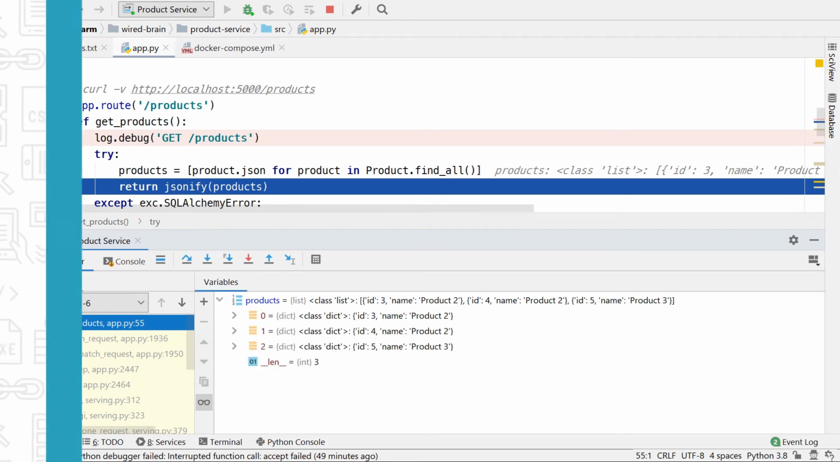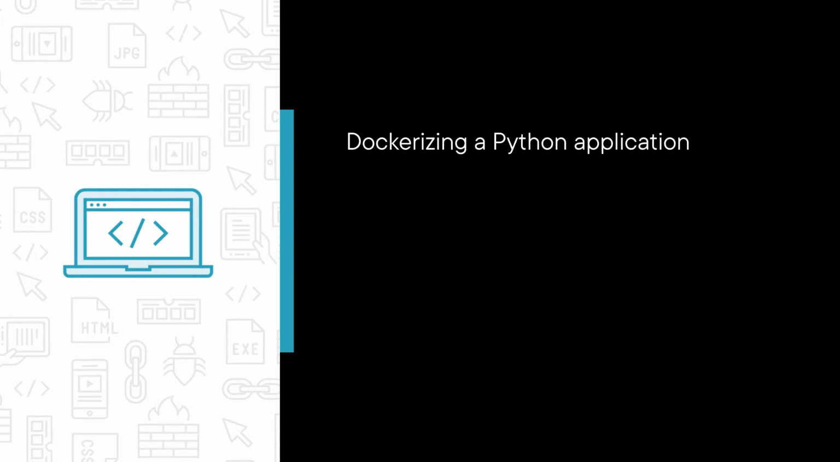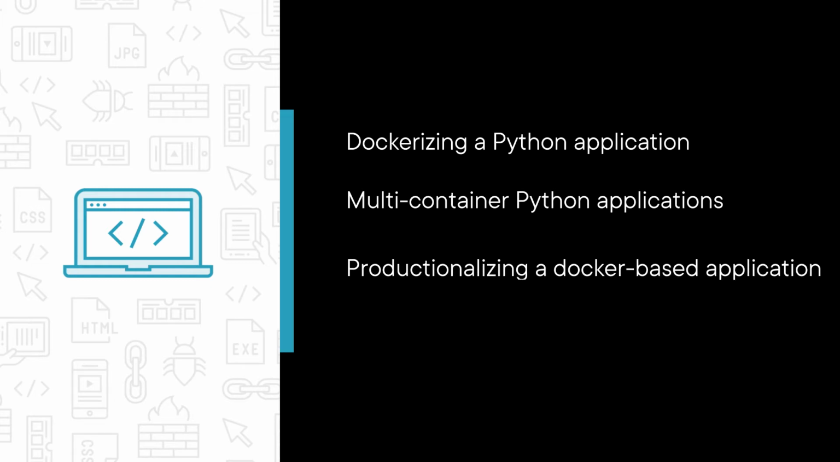Some of the major topics that we'll cover include Dockerizing a Python application, which includes building a Dockerfile for the application and configuring it to run in a container. Building multi-container Python applications with Docker Compose so that a single application can be broken down into multiple interconnected containers.